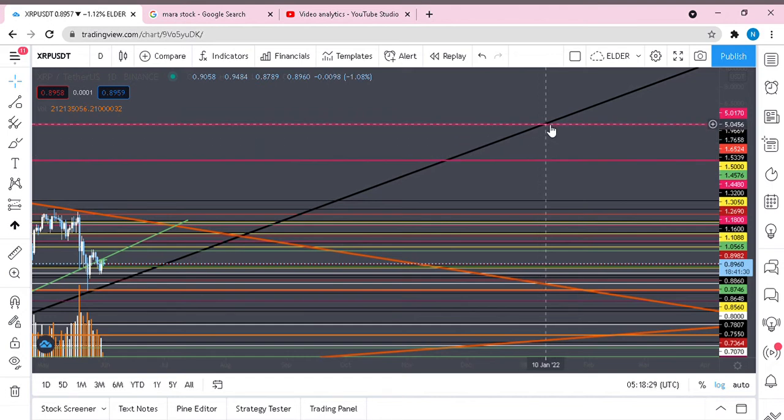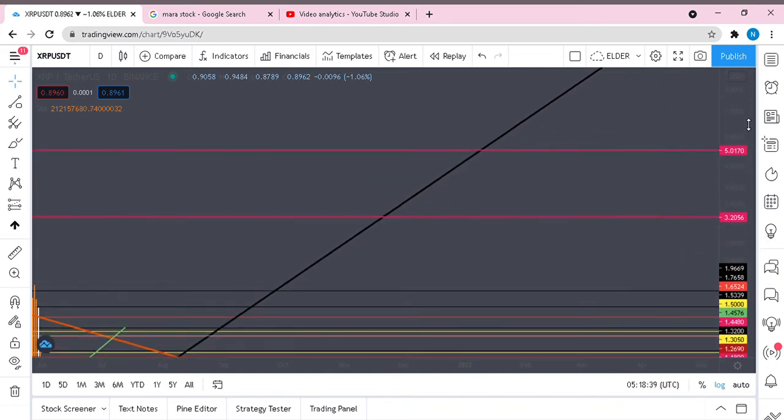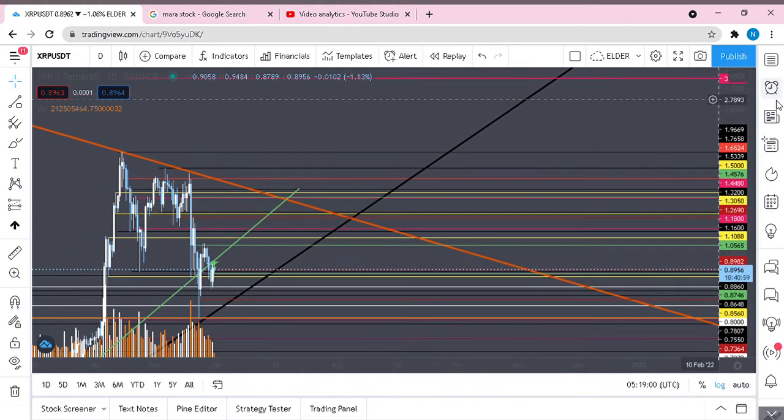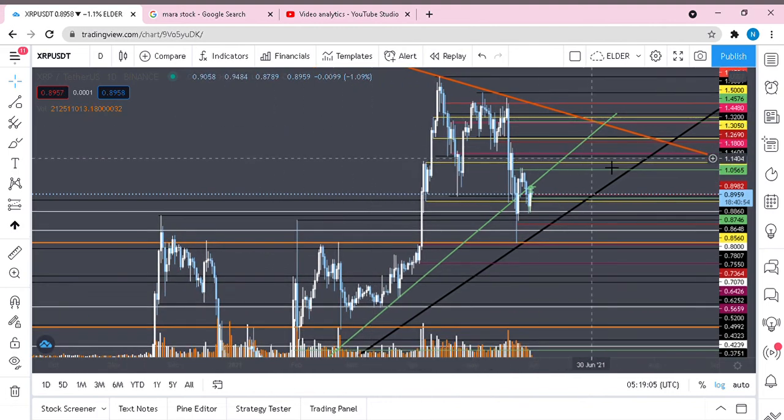Pretty much to here. It's going to go anywhere around $5 or so, anywhere close to $5, 5.0170 limit, or it could even go a little bit higher. But this is an achievable target. Once it gets here, then it comes back down and does the same thing over and over. That's basically what I'm predicting. So these are the possibilities.